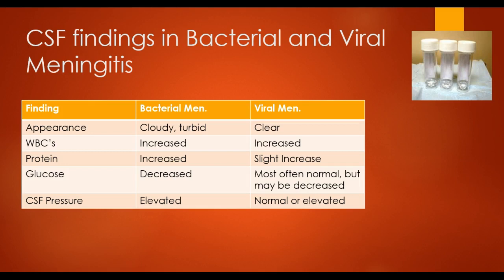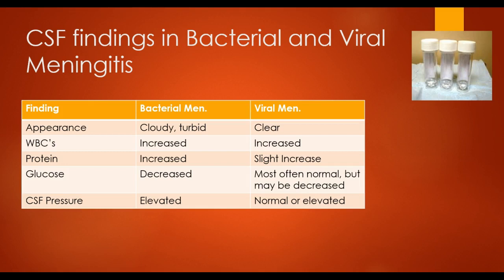So, CSF findings in bacterial versus viral meningitis. This is important. I want you guys to get this down in terms of what the CSF is going to look like in the lab for bacterial. First of all, when it comes out, if it's bacterial, it's going to look cloudy or turbid, versus viral, which is going to be clear. White blood cells can be increased in bacterial, and in viral can be increased.